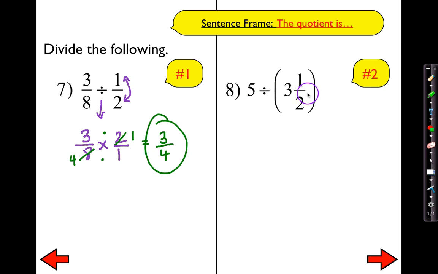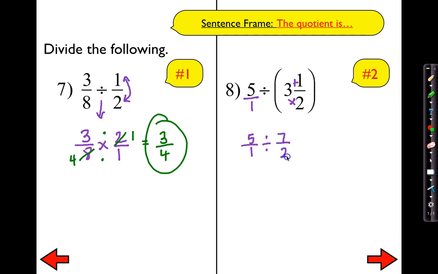Number 8. So here in this case, we have two things. One, we have a whole number, so let's turn it into a fraction. Let's simply write a 1 underneath. 5 over 1 is still just 5. And with this mixed number, we're going to change that into an improper fraction. So here we get 2 times 3, which is 6, plus 1, which is 7. So we're going to have 5 over 1 divided by 7 over 2.